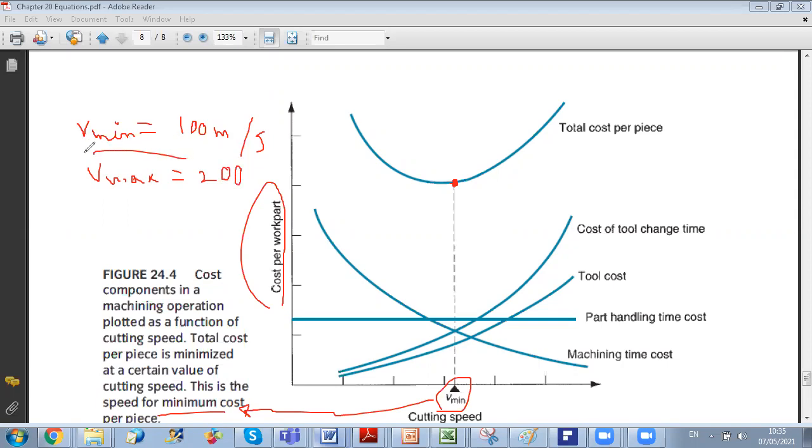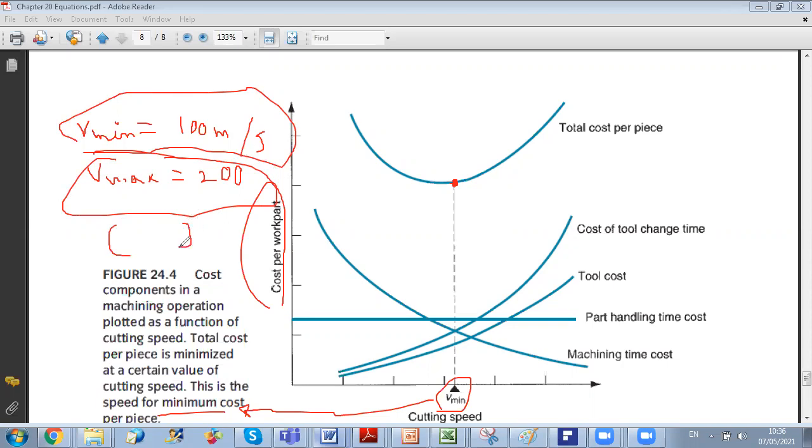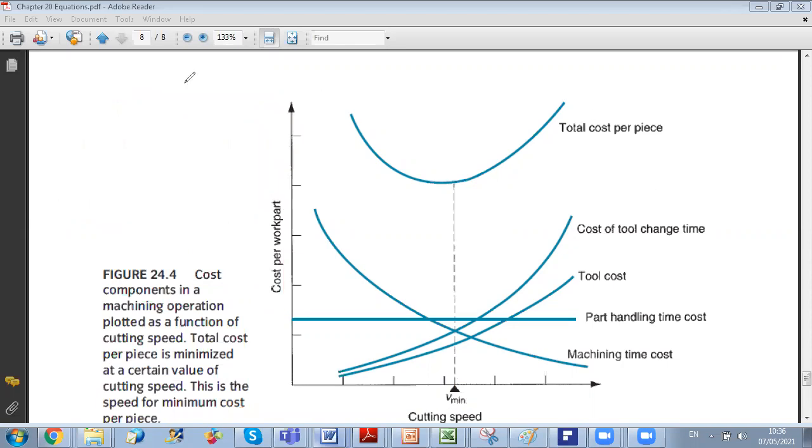If your target is just minimum cost, you will select this cutting speed. If your target is maximum production rate, you will select this one. And if you want to compromise between the two, you can take a value in the interval, and then you can be, if you want, close to both the minimum cost and the maximum rate of production. Okay, any question concerning the explanation here?